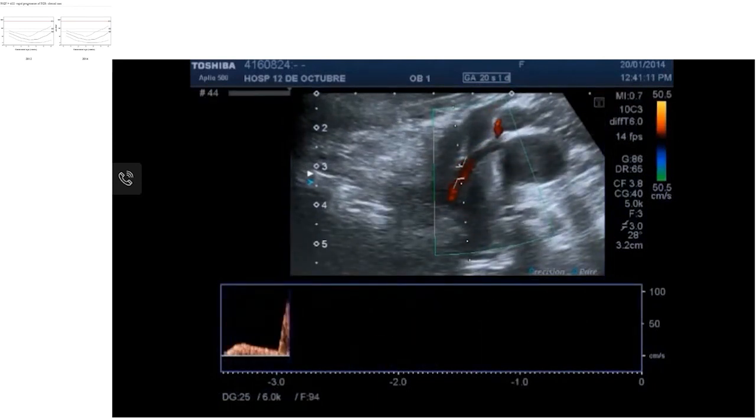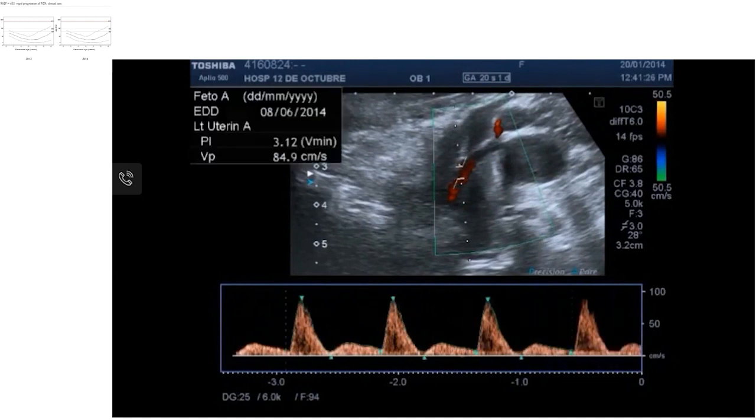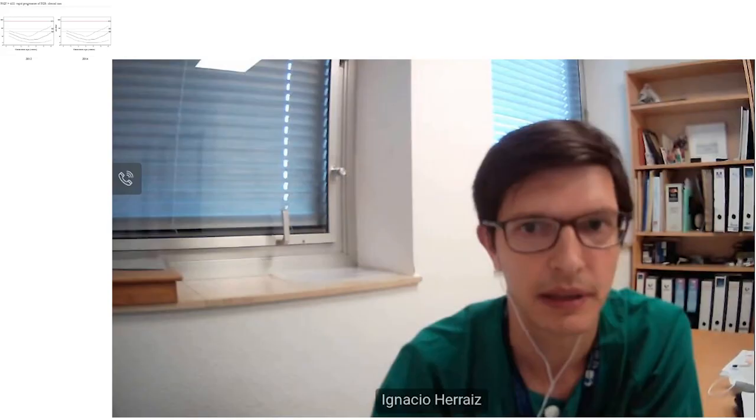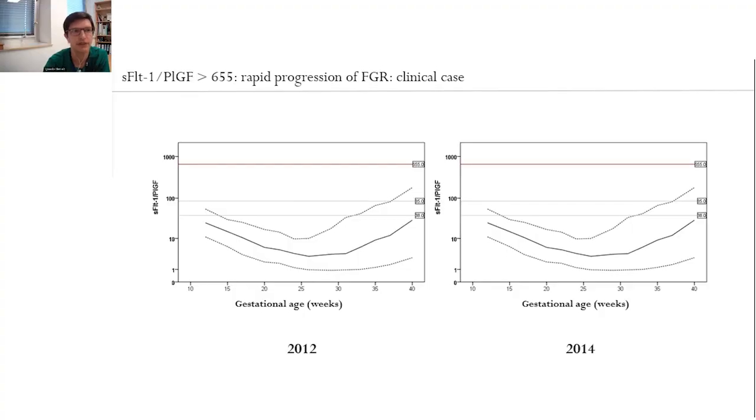Well, you can see the uterine arteries were also high even with aspirin. In the first pregnancy, it was only fetal growth restriction. The ratios were high, but not so high. In the next pregnancy, ratios were high, but fetal growth restriction only appears at 27 weeks, and they were quite stable. But at 31 weeks, more or less, the ratio increased rapidly. And she had preeclampsia.